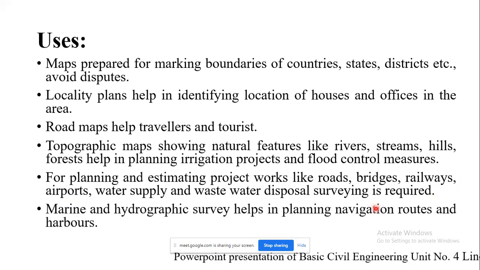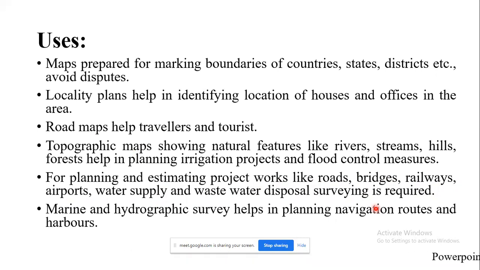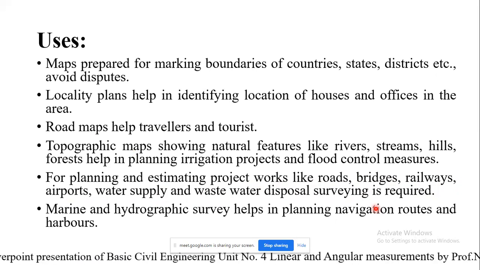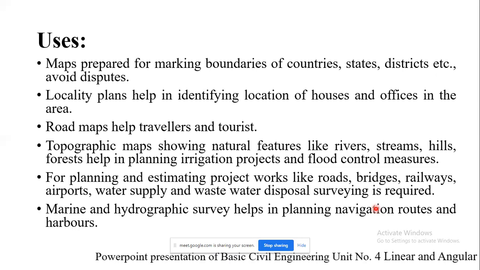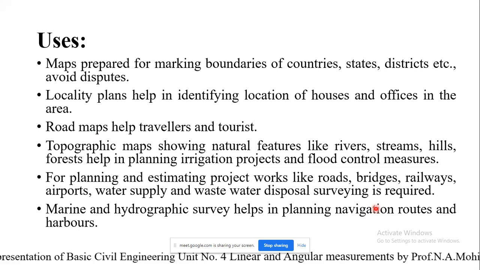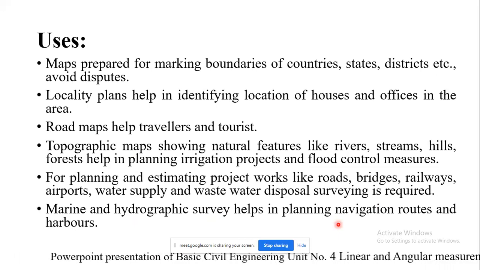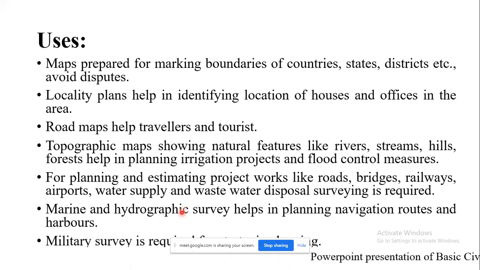Then in the case of marine and hydrographic survey, we require it for knowing the navigation routes and harbors. Unless you know from which direction we are supposed to go to the required place, as when we are traveling on a bike or driving our car, we know that from a particular road, this is the good or perfect road from which I can travel. Likewise, in the case of marine, navigation routes are fixed. For that also we require surveying.